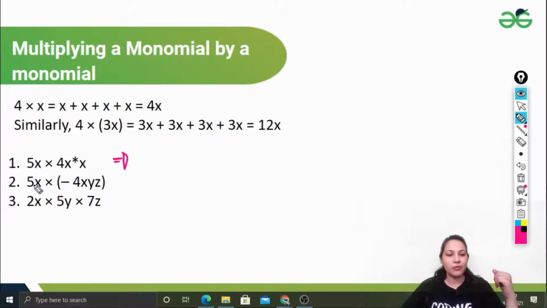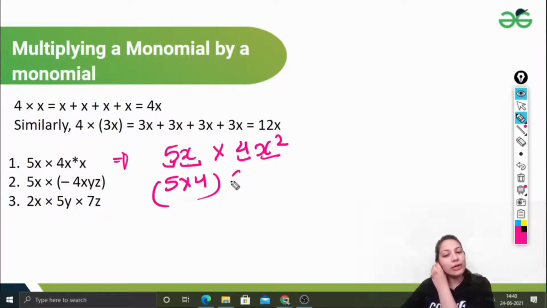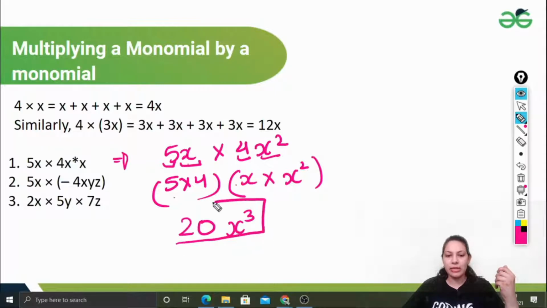So the first example is 5x multiplied by 4x square. तो हम क्या करेंगे, पहले कोएफिशिएंट मल्टीप्लाई कर लेंगे, देन वेरिएबल मल्टीप्लाई करेंगे. तो पहले हम क्या करेंगे, 5 into 4. Firstly we will multiply the individual coefficients, then we will multiply the individual variables. Then 5 into 4 individually and x into x square. So 5 4s are 20. X into x square is x की power 3. So the answer will result as 20x cube.